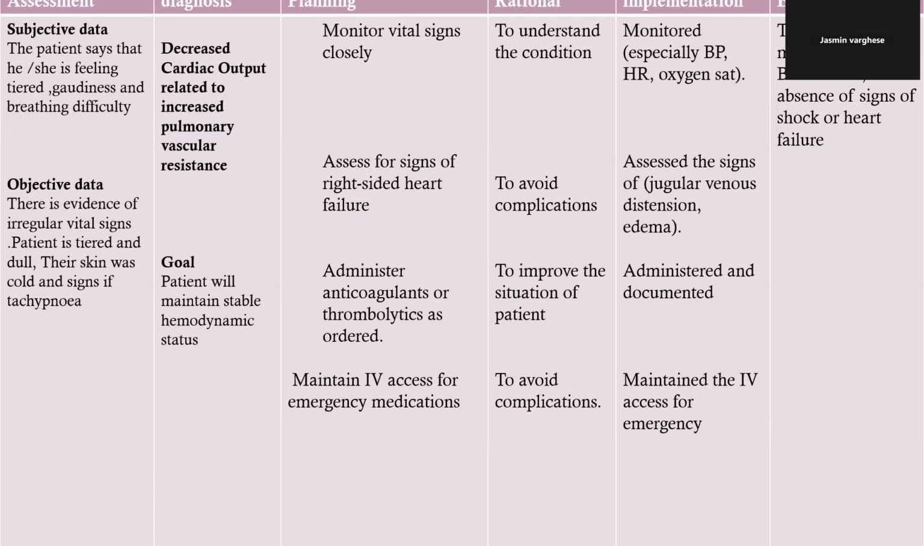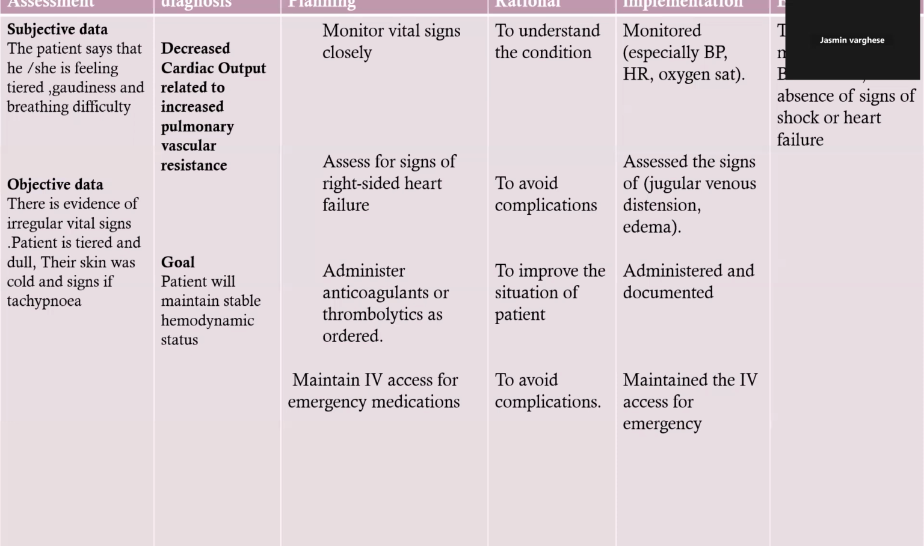So how we can assess the right side heart failure means you have to assess jugular vein distension, edema, etc. Then administer anticoagulants or thrombolytics medication as per the order of the physician or the doctor to improve the situation of the patient. Administered and documented. Then maintain IV access for emergency medication because there are chances of heart failure and all. So you definitely have to maintain IV access for emergency medication. Rationale, to avoid complication. Implementation, maintain the IV access for emergency.